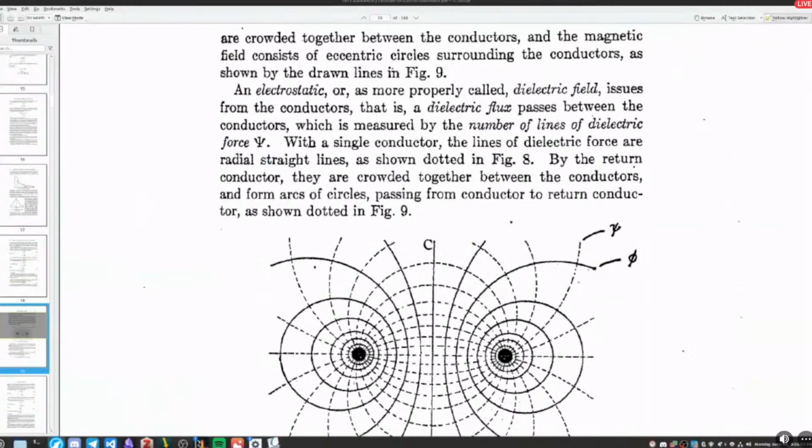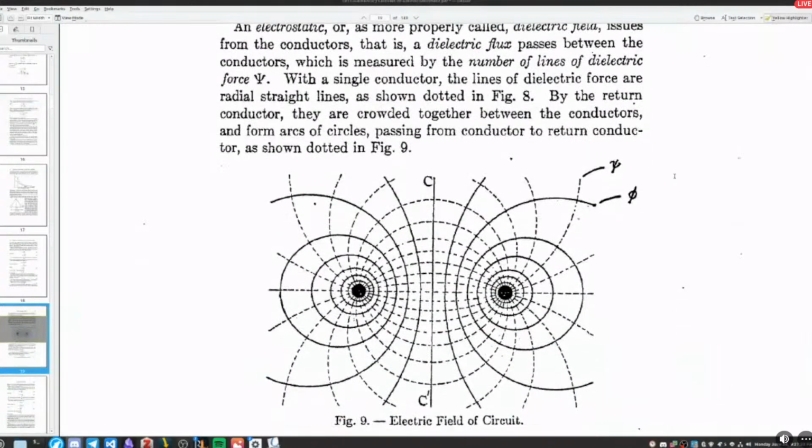An electrostatic, or as more properly called dielectric field, issues from conductors, that is, a dielectric flux passes between the conductors, which is measured by the number of lines of dielectric force psi. With a single conductor, the lines of dielectric force are radial straight lines, as shown dotted in Figure 8. By the return conductor, they are crowded together between the conductors and form arcs or circles, or arcs of circles passing from conductor to return conductor, as shown in dotted in Figure 9.